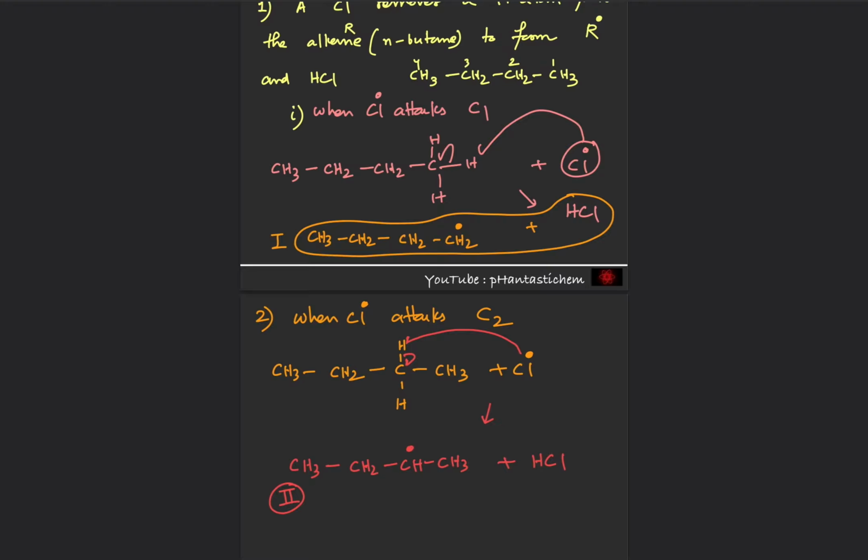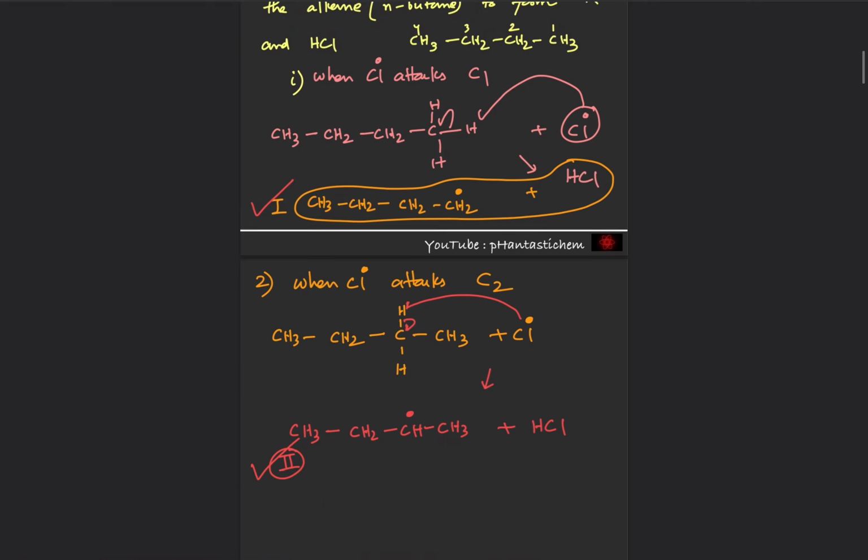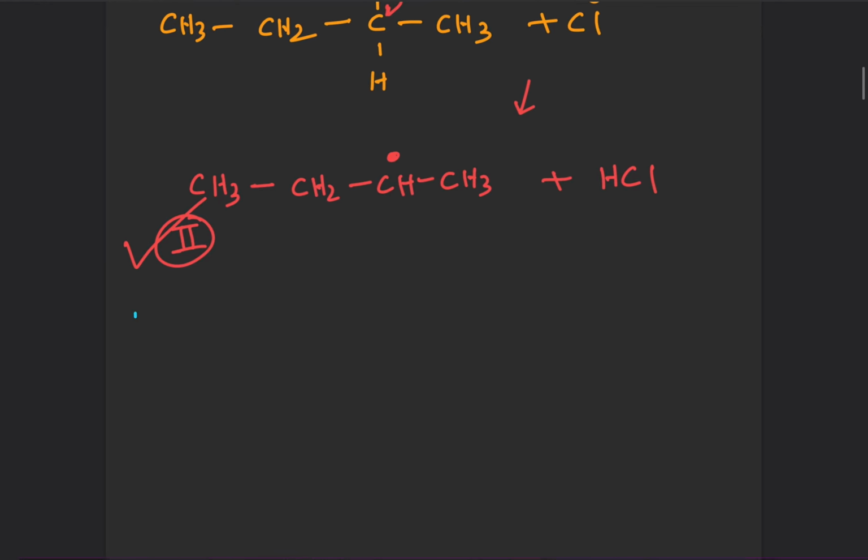This is the first one, and this is the second one. Okay, so this is the first step in propagation. That is, a Cl radical removes a hydrogen atom from the alkane to form R radical. This is the first step. The second step in propagation is the alkyl radical which we got, that is R dot, reacts with another Cl2 molecule to produce monochlorinated product RCl and a new chlorine radical.